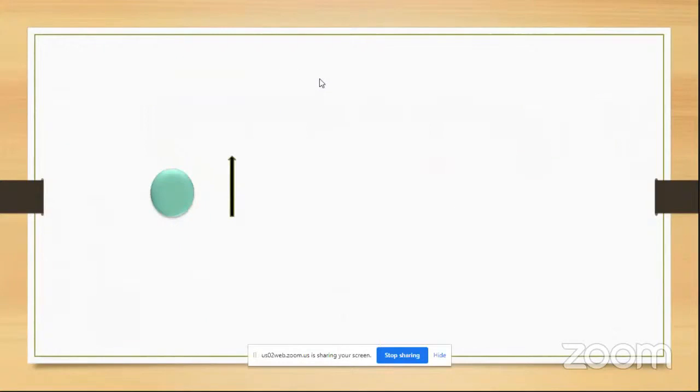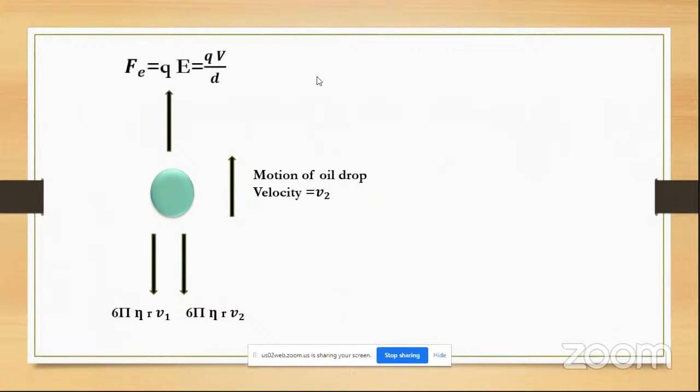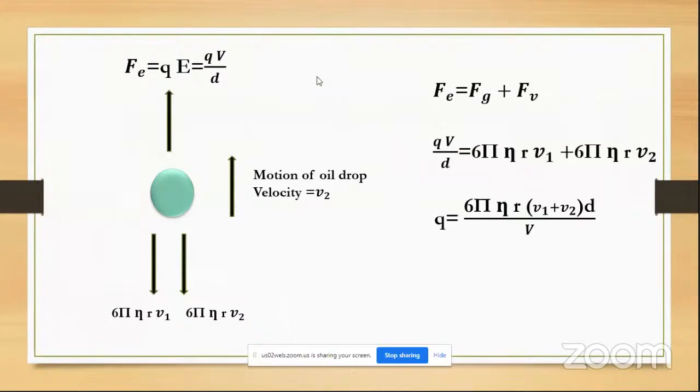In case 2, the oil drop may rise up with a constant velocity. Let's assume this velocity to be v2. This velocity can be calculated by recording the time required to rise up a certain distance. As the oil drop moves in the upward direction, the viscous force acts downwards. That is 6 pi eta r v2. The oil drop is rising up with a constant velocity, thus all forces acting on it should balance each other. That is, F equals Fg plus Fv. Substituting values, we get Q equals 6 pi eta r (v1 plus v2) into d by V. Here all quantities are known, so Q can be calculated.